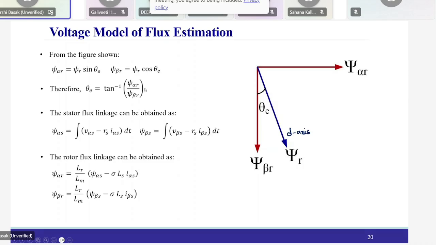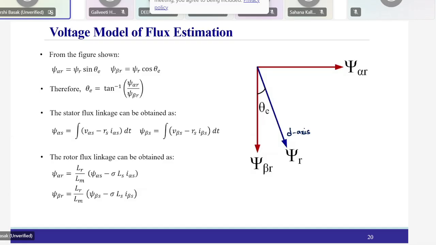Now here, psi alpha r is given by psi r into sine theta e, the sine component of theta e, because we are trying to align to the d-axis. And psi beta r will be equal to psi r into cos theta e. And from that, we can find the expression theta e equals tan inverse of psi alpha r and psi beta r. Now, the first question is, how will you get psi alpha r and psi beta r? Only then can you implement the direct vector control.